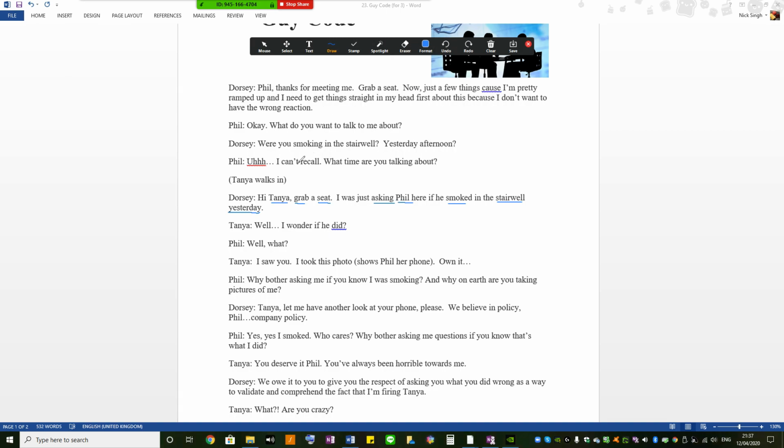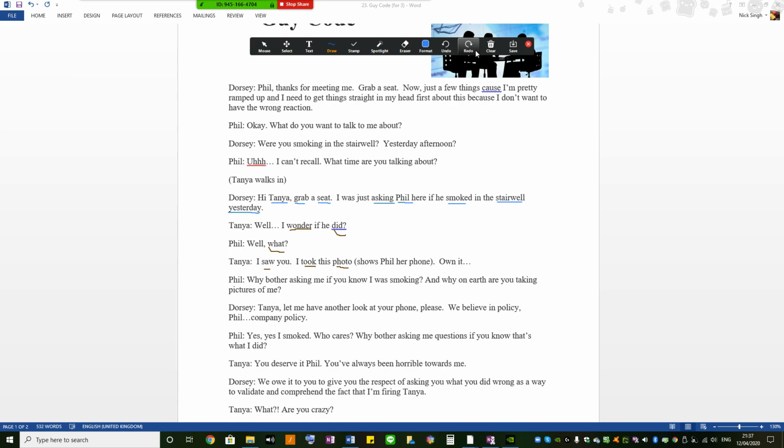Now once that's done, the students can then annotate it themselves. And this is really useful for them to practice sentence stress by themselves. I wonder if it did. Oops. I saw you. Took a photo and something like that.